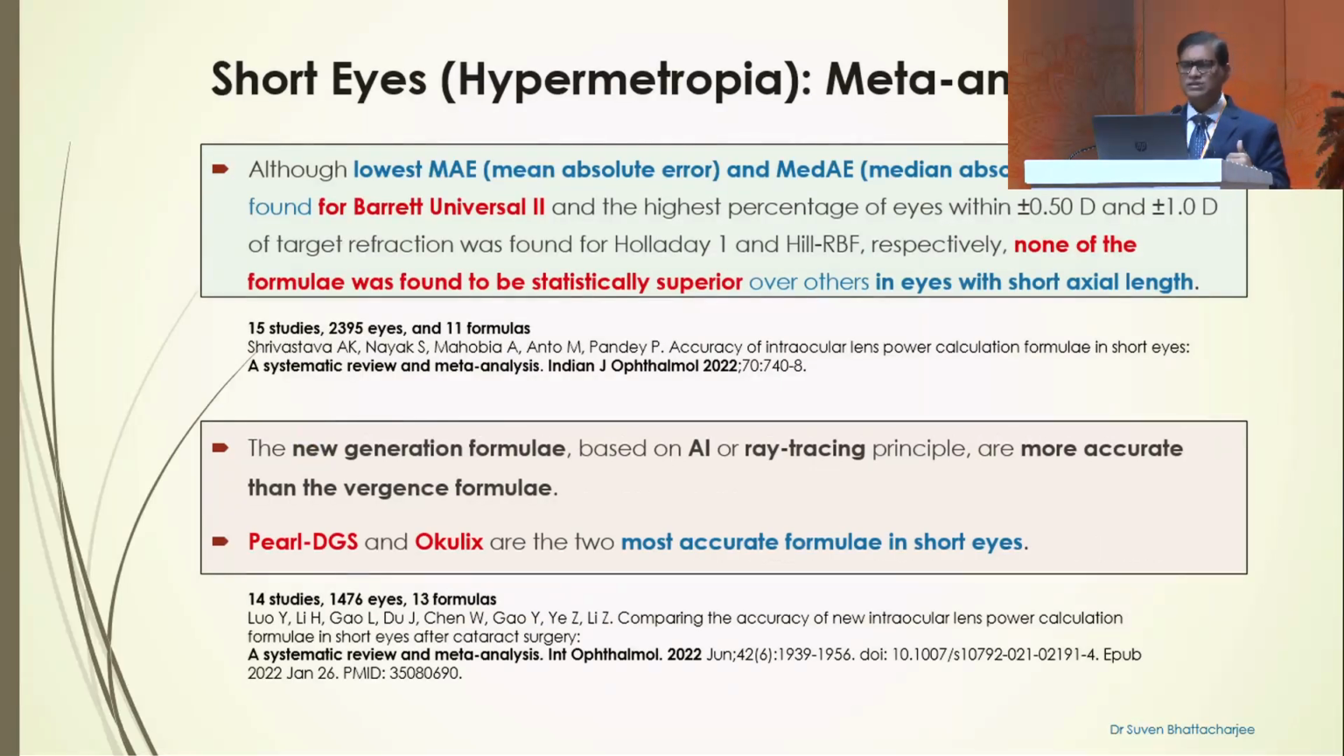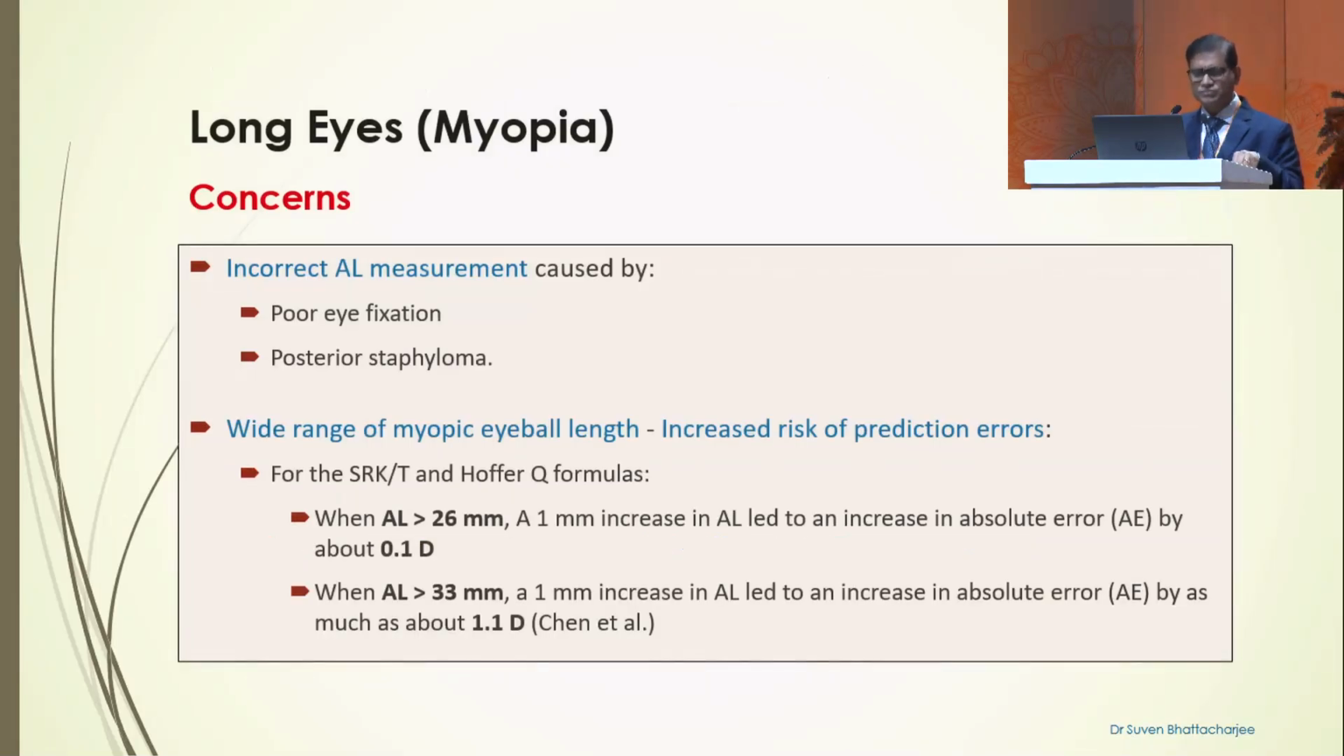Now, in short eyes, this is a meta-analysis. Again, this showed Barrett Universal 2. This is slightly older data, but then this is a good meta-analysis. Barrett Universal 2 served the purpose better than others among the formulae. And then the newer generation formulae, the Pearl DGS and the Olsen, work better. Now, in long eyes, there's a large vitreous component, and that contributes to errors over here.